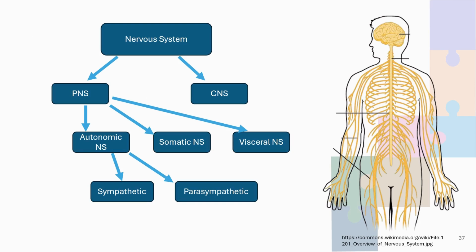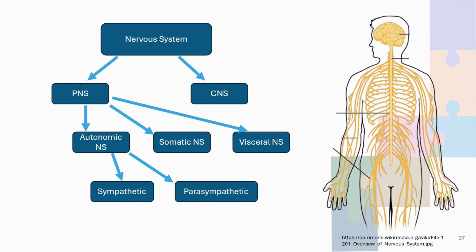Okay, if you like a pictorial version of this, this is what we just talked about. You can see here the nervous system first is divided into the CNS, which stood for the central nervous system, and the PNS, which is the peripheral nervous system. And if you remember, the central nervous system was two components, the brain and the spinal cord.